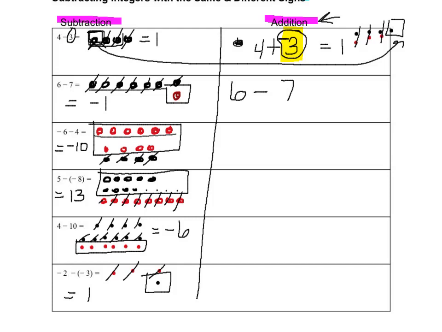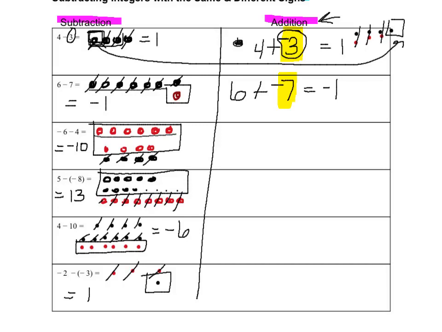The subtraction goes to addition. It's the second number that again has to change. It's currently positive, which means I need to change it to its opposite, negative. 6 plus negative 7 has to give me a negative 1 because the subtraction problem, 6 minus 7, right next to it, gave us a negative 1. We're trying to show how you get the exact same answer.